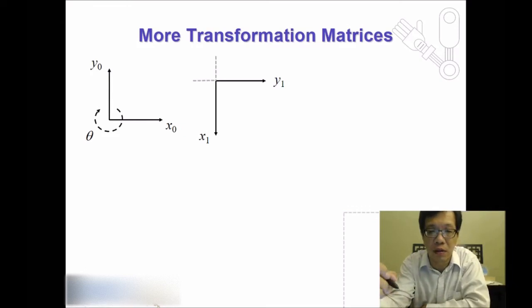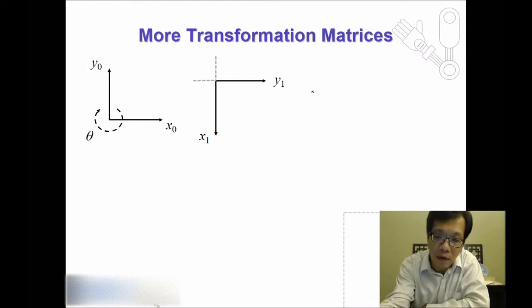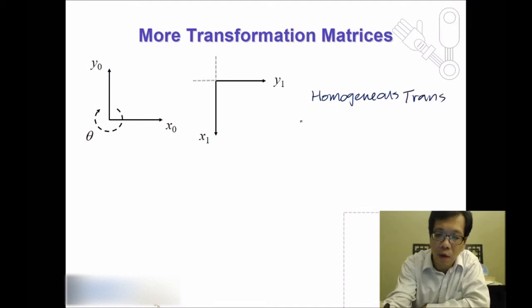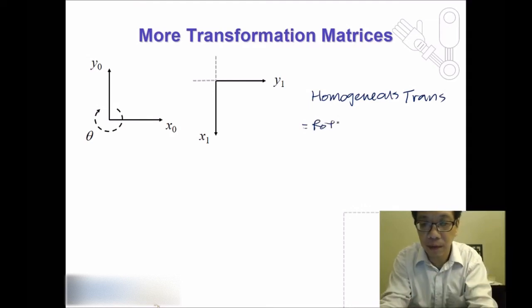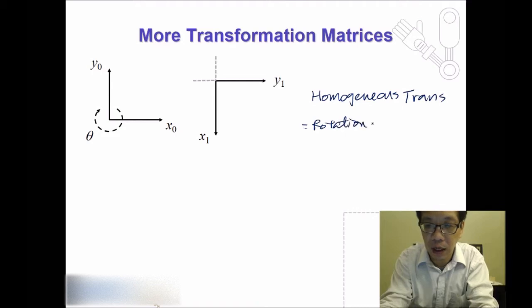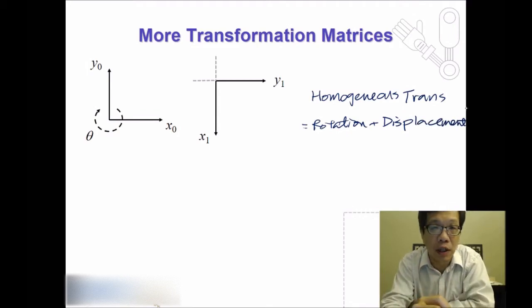So before we start to talk about forward kinematics, we would like to review a little bit about what a homogeneous transformation is, which we learned in the previous module. For homogeneous transformation, we are combining both rotation and displacement together. Let's work on the rotation a little bit more.